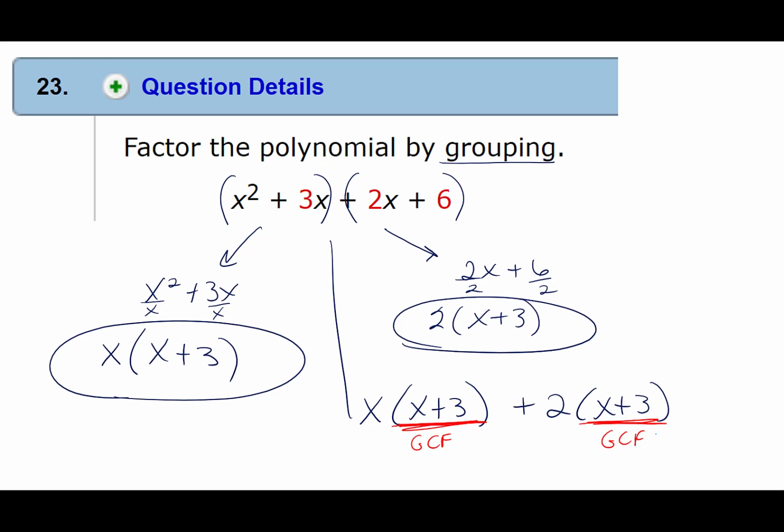And so how you would write your answer is you would put the x plus 3 first in a set of parentheses. That's the new greatest common factor. And then in a second parenthesis, you would put x plus 2. In parentheses, x plus 3 times x plus 2 is your final answer.